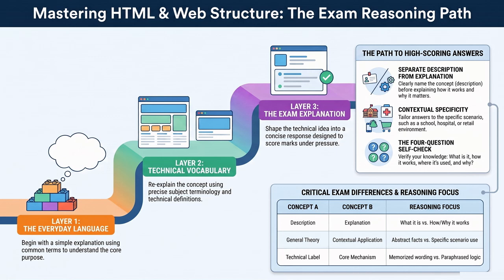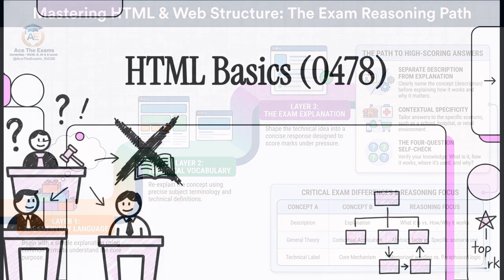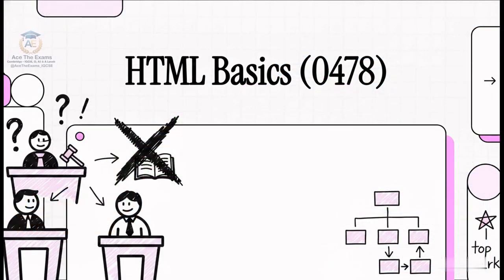Picture this. You are standing in an exam courtroom, and you just lost an entire grade boundary. Why? Because you gave a perfectly accurate textbook definition that scored absolutely 0 marks. Your evidence was technically correct, but your defense completely collapsed.